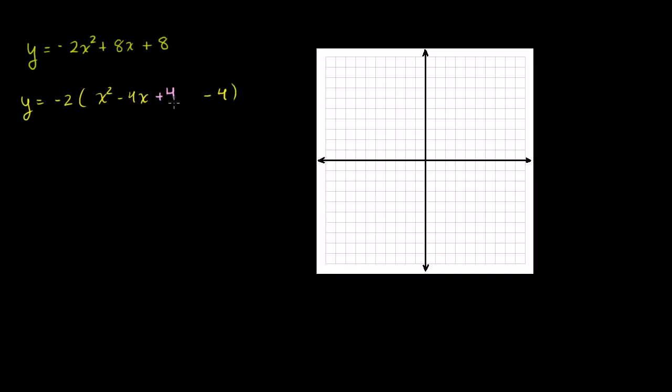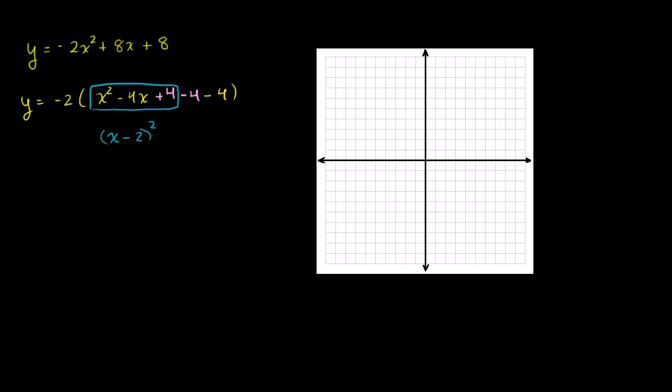But I can't just add a 4 willy-nilly to one side of an equation. I either have to add it to the other side, or I would have to then just subtract it. So here I haven't changed the equation. I added 4, and then I subtracted 4. I just added 0 to this little expression here. So it didn't change it. But what it does allow me to do is express this part right here as a perfect square. x squared minus 4x plus 4 is x minus 2 squared. It is x minus 2 squared.